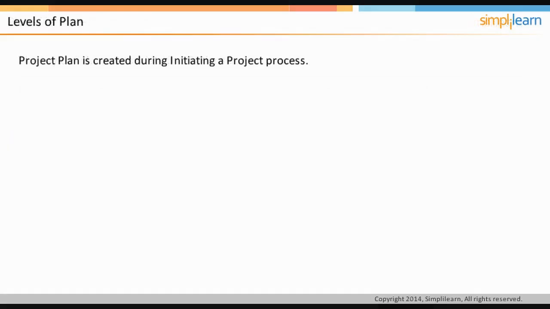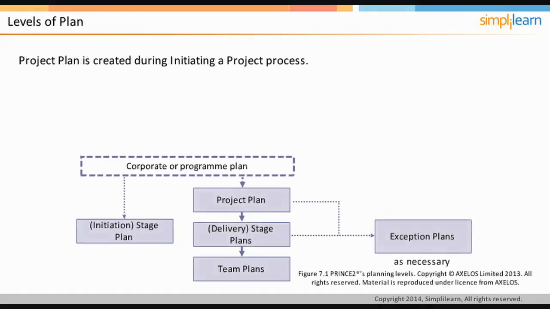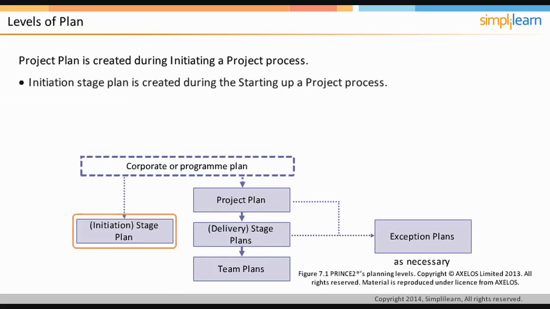PRINCE2 suggests that there should be different plans at different levels for effective project management. As seen in the image on the screen, project plan is created during initiating a project process. Plans must be produced at different levels of scope and detail. The period of time for which it is possible to accurately plan is known as the planning horizon. Due to this, it is seldom desirable or possible to plan an entire project in detail at the start.